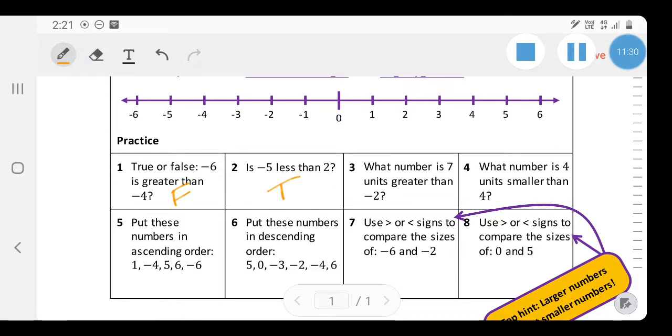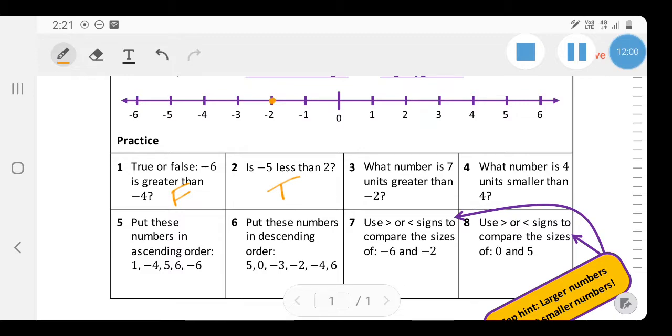All right, question 3. What number is 7 units greater than -2? 7 units means 7 steps, 7 leaps from one integer to the next. And we know that greater means towards the right, towards the positive side of the number line. This is the positive side, and this is the negative side of the number line. All right, so I'm going to do a dot at -2.